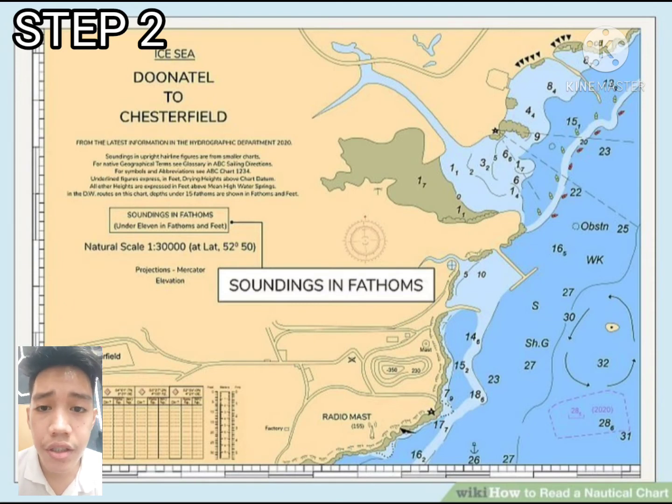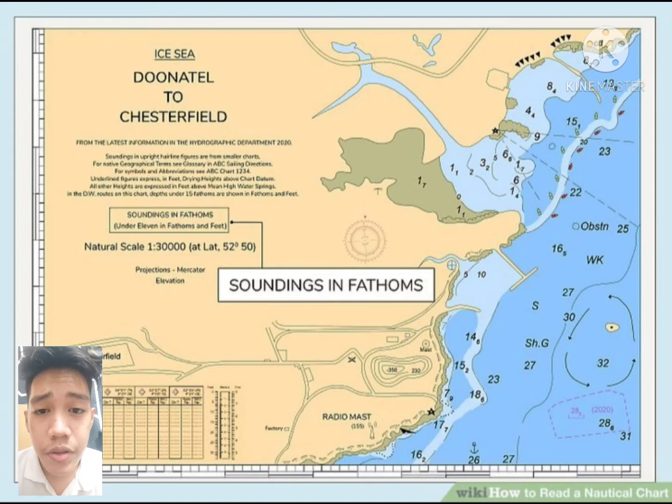US charts generally use feet or fathoms. However, the National Oceanic and Atmospheric Administration, or NOAA, has begun converting its charts to meters for the sake of international consistency.